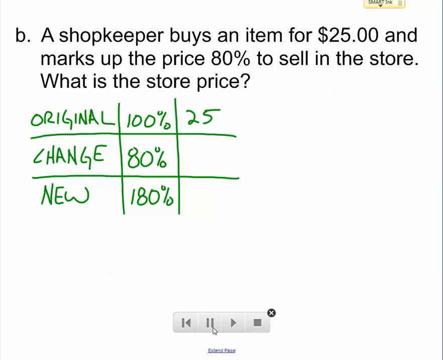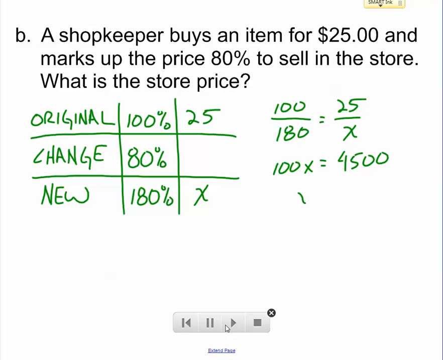So we're not going to subtract, we're going to add 80% and 100%. Now the item was $25 when the shopkeeper bought it originally. Now he's going to mark it up so he can sell it in the store, and we're trying to figure out the new price. So we've got a proportion. 100 over 180 is 25 over x, and we solve that. We see that the new price is $45 after an 80% markup. So when they say he increased it 80%, he increased it $20 to get to the $45.